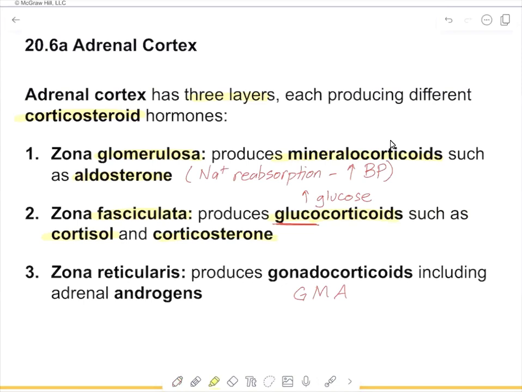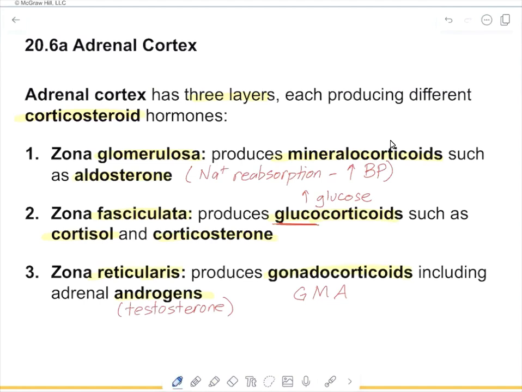The innermost layer of the adrenal cortex is the reticularis, which produces gonadocorticoids, which is androgen. And androgen would be basically testosterone. So this is a reason that females have some testosterone in their body because of their zona reticularis.